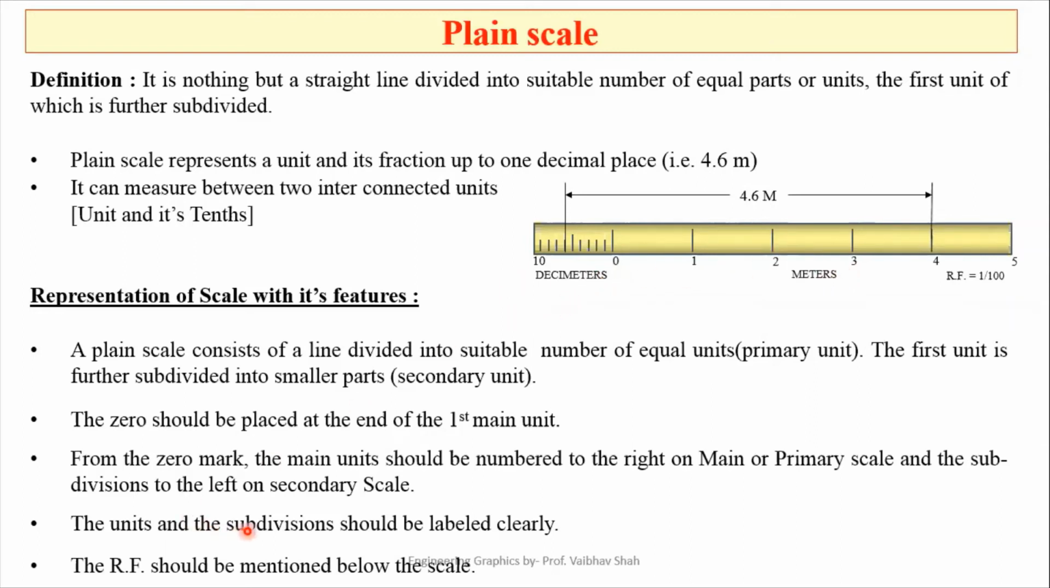Now the units and subdivisions should be labeled correctly. So always remember that you will write down your sub unit just below your subdivisions. You will write down your primary unit, meters, at the center of your primary scale from 0 to 5, which is 2.5 here, and you will always specify your RF on the right hand side of your scale. You will always specify it like this.